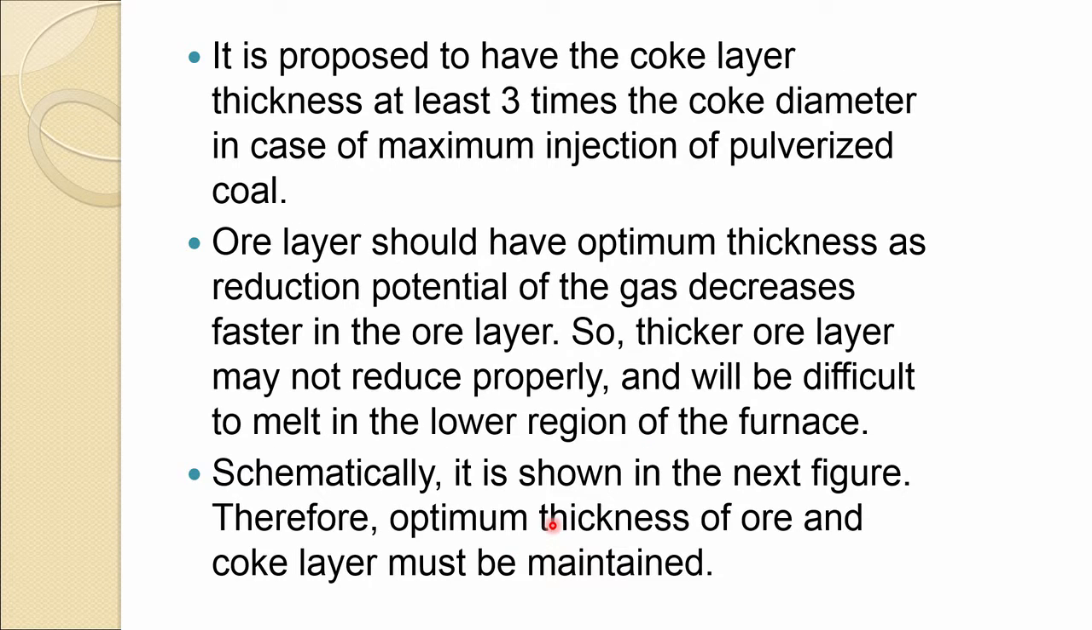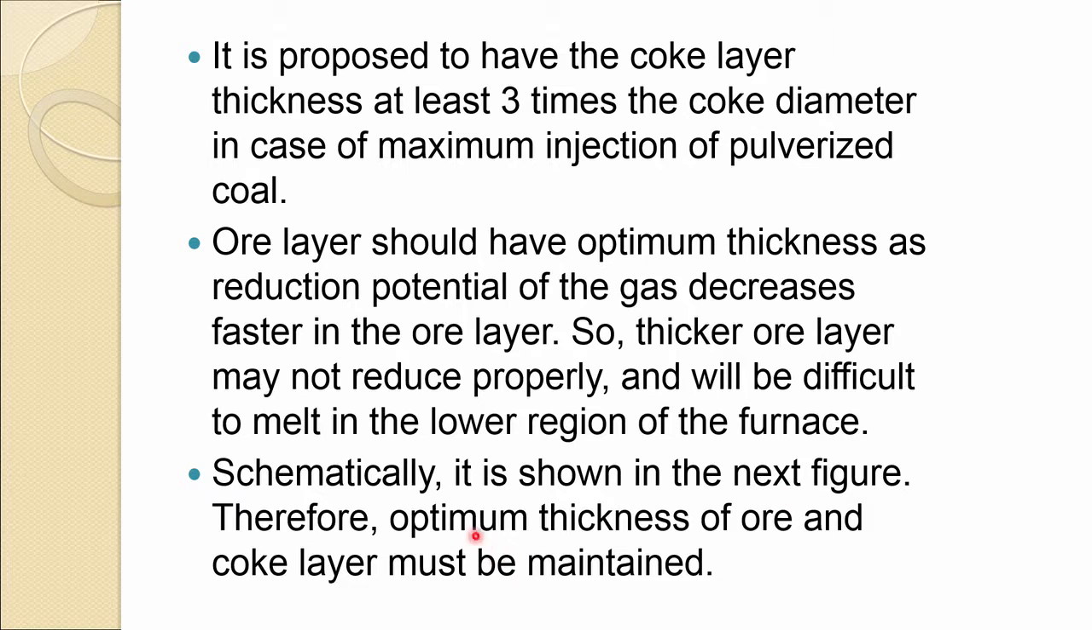So, it is proposed to have the coke layer thickness at least 3 times the coke diameter in case of maximum injection of pulverized coal. So, the ore layer should have optimum thickness, as the reduction potential of the gas decreases faster in the ore layer. So, a thicker ore layer may not reduce properly and will be difficult to melt in the lower region of the furnace.